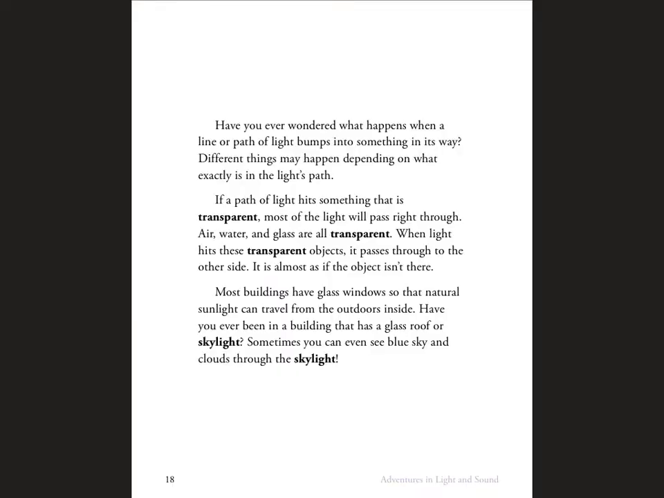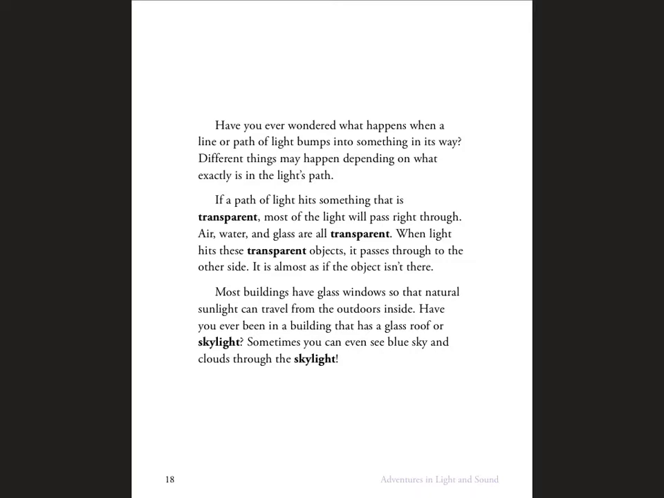Have you ever wondered what happens when a line or path of light bumps into something in its way? Different things may happen depending on what exactly is in the light's path. If a path of light hits something that is transparent, most of the light will pass right through. Air, water, and glass are all transparent. When light hits these transparent objects, it passes through to the other side. It's almost as if the object isn't there.